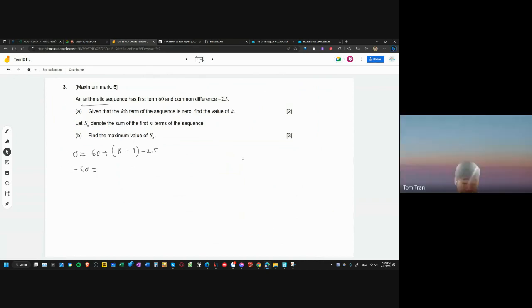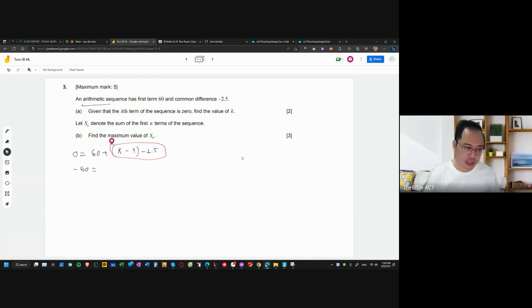For this part right here, do I have to expand this thingy? You need to put brackets before and after the value 2.5. Yes, and you need to expand it. Okay.